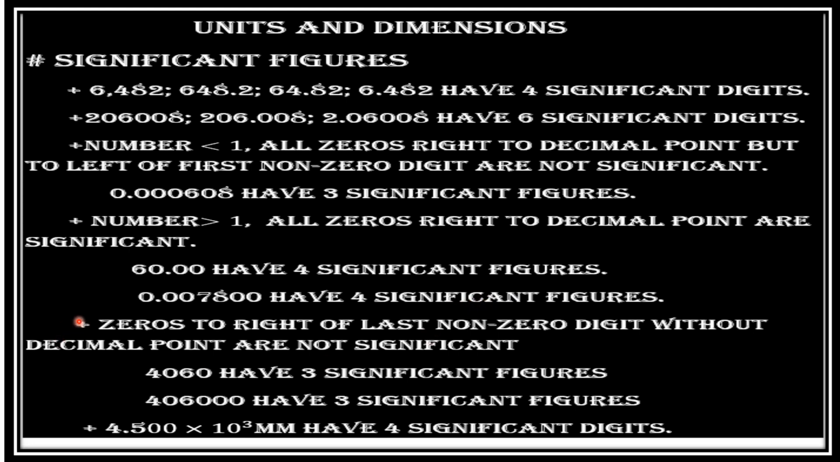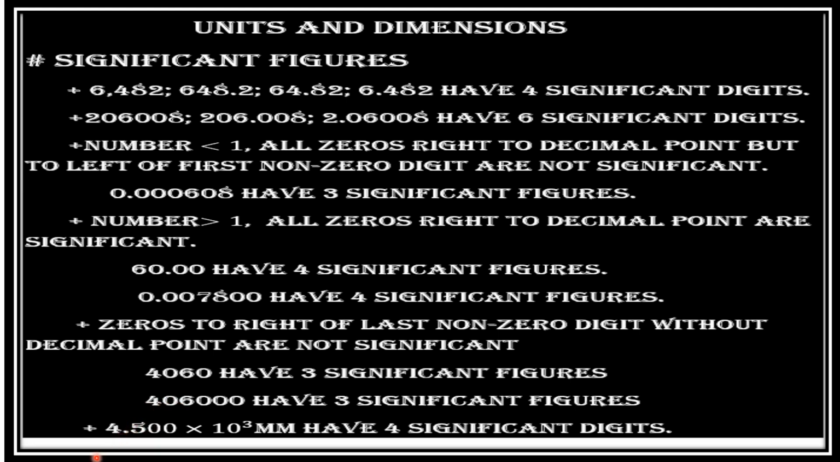Next, coming to another rule: zeros to the right of the last non-zero digit without a decimal point are not significant. Here a decimal is there after the non-zero digit, so the zeros after the decimal point are significant. But the exception to this is: 4060 has only three significant figures because we are not including this zero, as there is no decimal point. Again here also, 406000. We are not including these three zeros because there is no decimal point. That's why this has only three significant figures, 406.